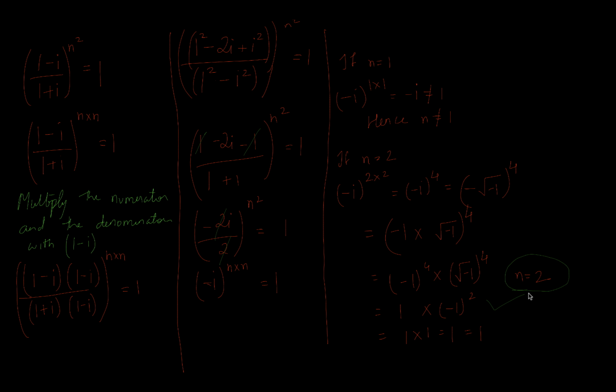So we have found the solution to this problem. We can clearly say that for this expression, which is (1 minus i divided by 1 plus i) raised to n square is equal to 1, we can clearly say that the smallest positive value of n is 2.